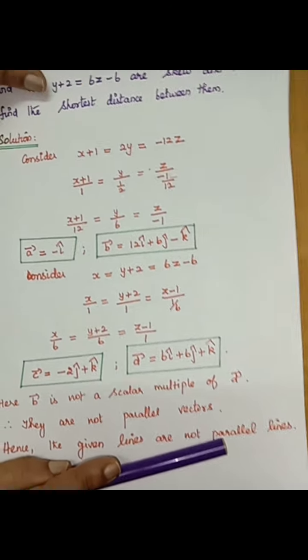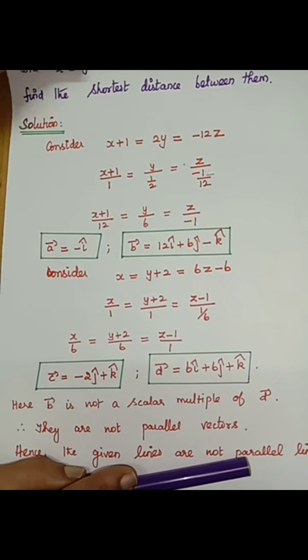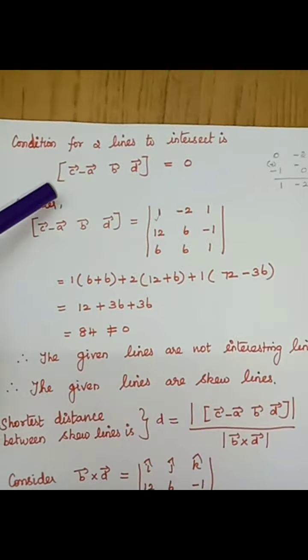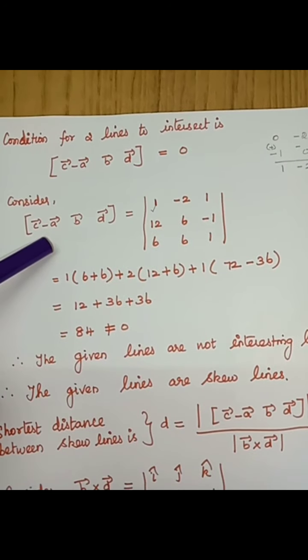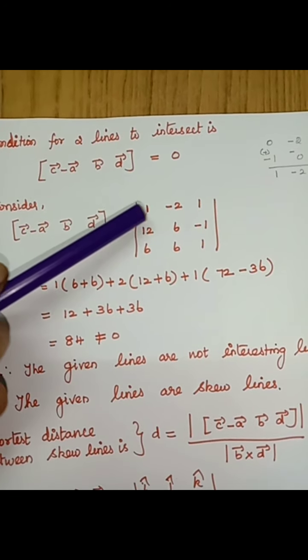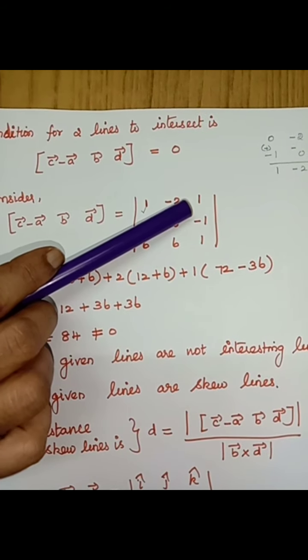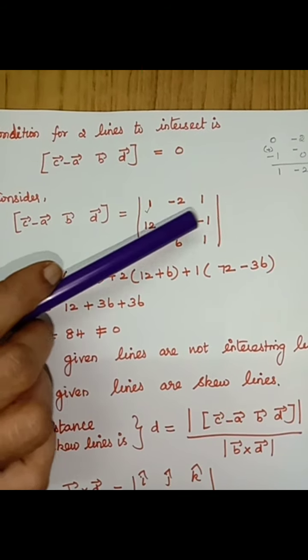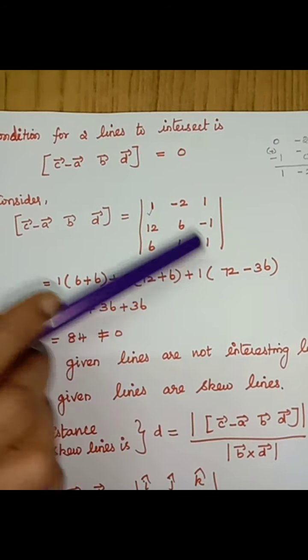Next you have to check whether the given lines are intersecting. The condition for two lines to intersect is that the box product of (C vector minus A vector), B vector, D vector is equal to 0. This can be evaluated as the determinant with rows x2 minus x1, y2 minus y1, z2 minus z1; b1, b2, b3; d1, d2, d3.